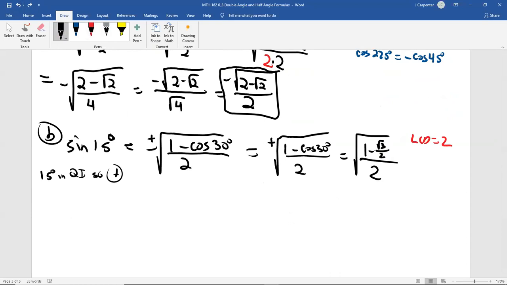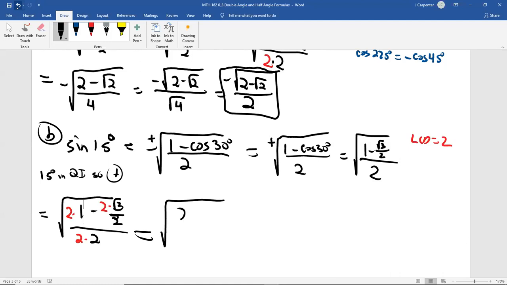So big old square root, and then the 2 times the 1 minus the 2 times the square root of 3 over 2, and all over the 2 times the 2. I'm putting those in red. Boom. Why do we do that? So those 2's cancel. There's always logic and reasoning to the things we do. So the square root of 2 minus square root of 3 all over 4.